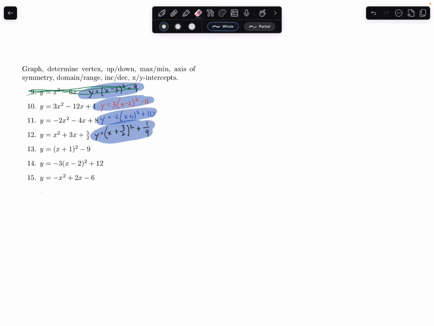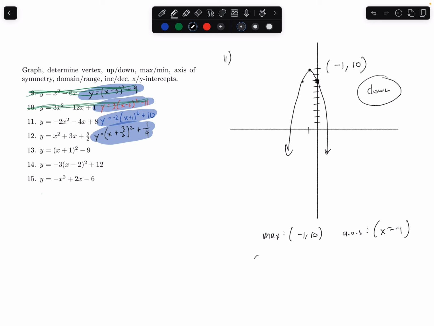Okay, it's opening down this time, right? It's got a max this time at the vertex, and axis of symmetry, AOS, that's x equal to -1 this time. Okay, moving on. Domain, range. Domain's going to be almost always the same. There's no restrictions on the domain. It's always -infinity, +infinity.